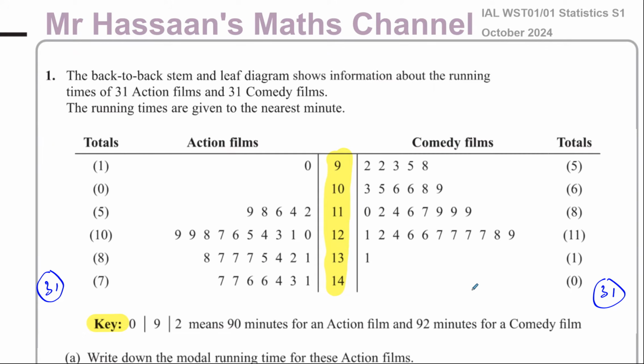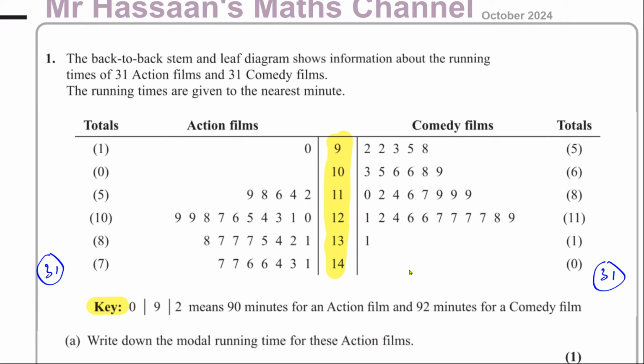Now write down the modal running time for these action films. So we're now looking at just the action films, and we're looking for the modal running time. The modal running time is the time that occurred the most often. So what we're looking for is the numbers that repeat the most. And we can see that these 3 sevens repeat, and I don't think there's any other numbers here that repeat more than those 3 together.